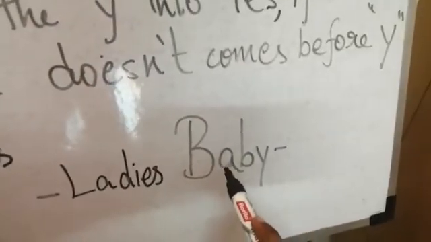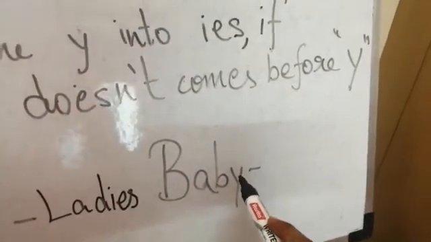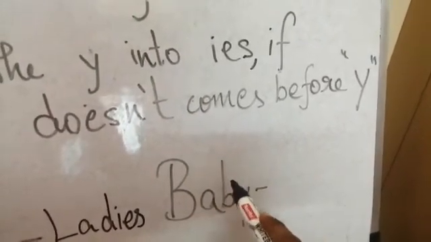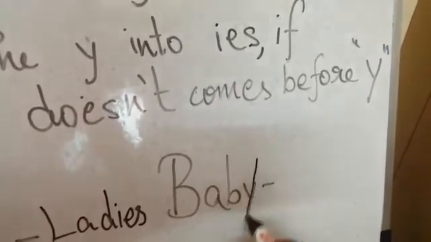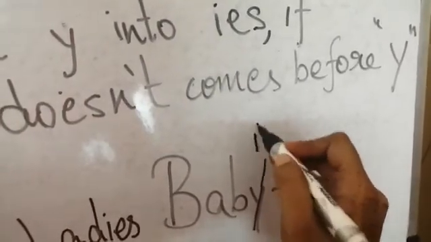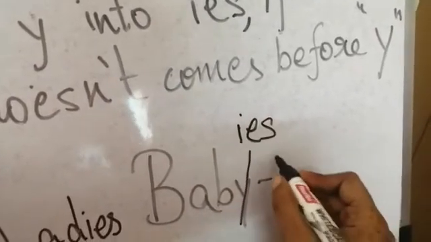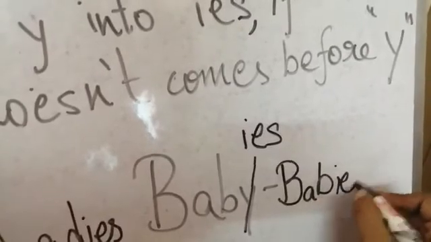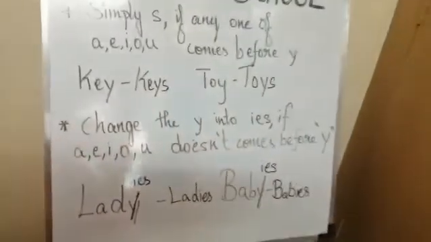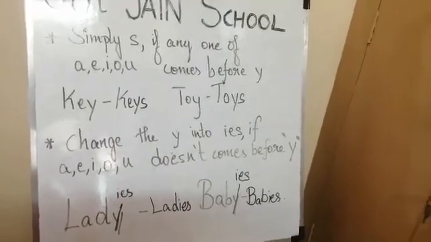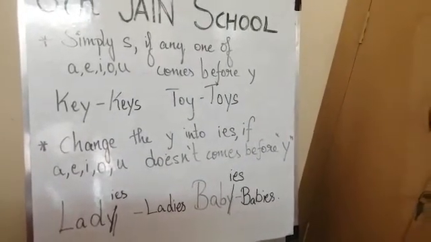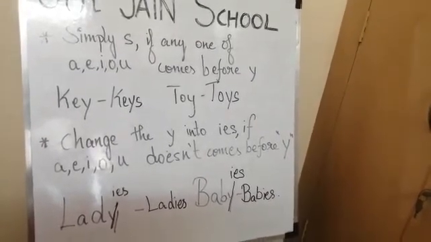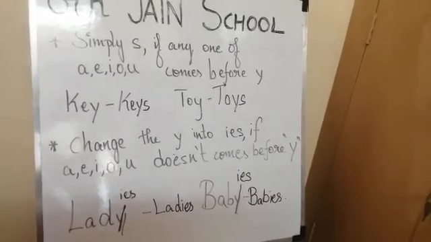Now see, baby. Before y there is no vowel. There is a consonant b. So you should strike y and add ies: babies. Okay, children. Now you understand how to write the plural form when the word ends with y? Okay, children.